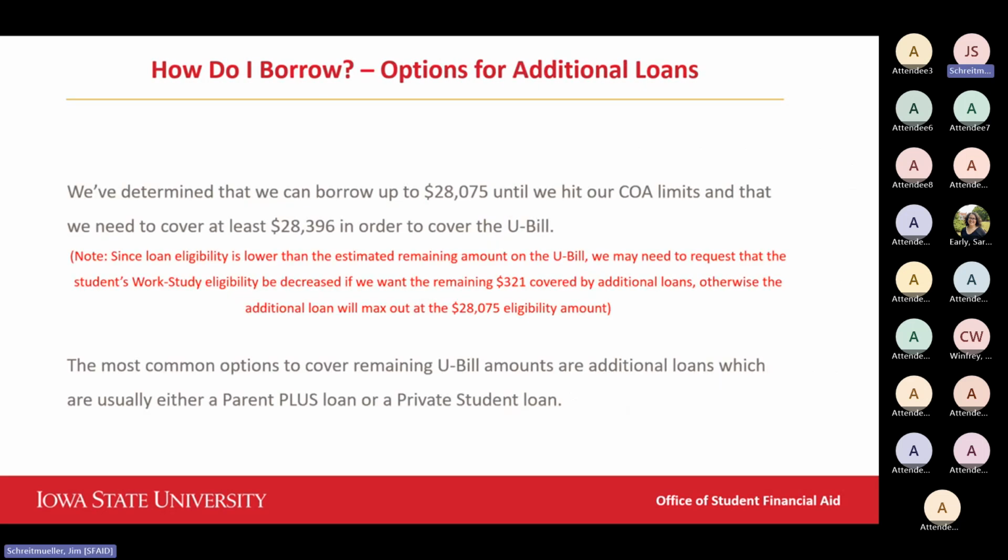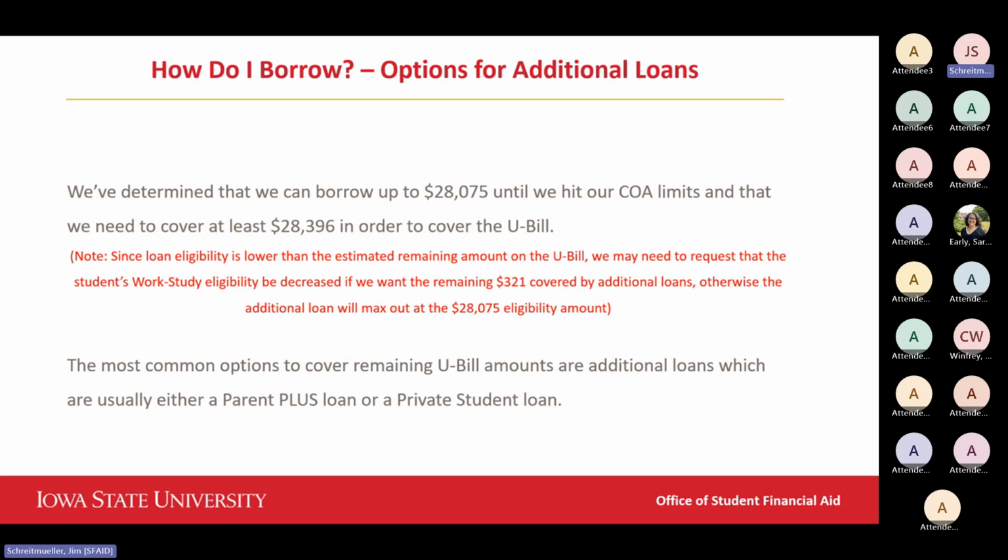So now that we've determined that we can borrow up to $28,075 until we hit our limits, and know that we need to cover at least $28,396 to cover the U-bill, it's time to apply for additional loans. I do want to note, in this case, since that student does have work study eligibility kind of taking up space on the aid offer, that's why we can't borrow that whole amount that would cover like the U-bill. In this case, we could maybe request that the work study eligibility amount be reduced or even removed if the student wasn't planning on working, which would give us that additional room to kind of take out that whole loan up to the cost of attendance limit.